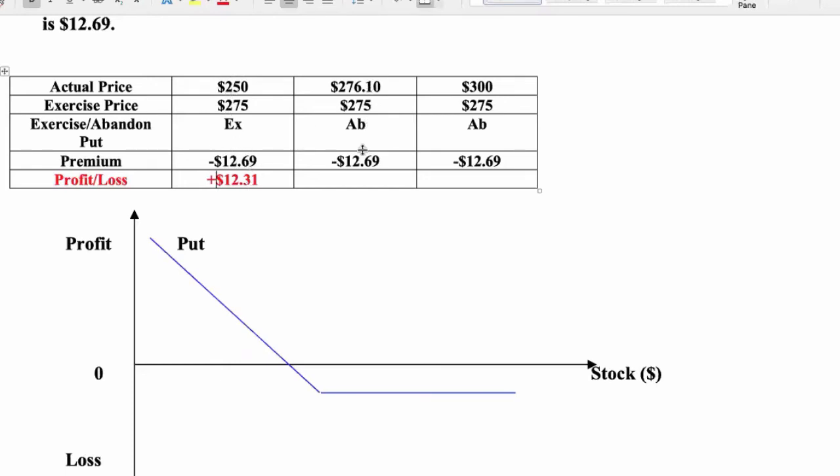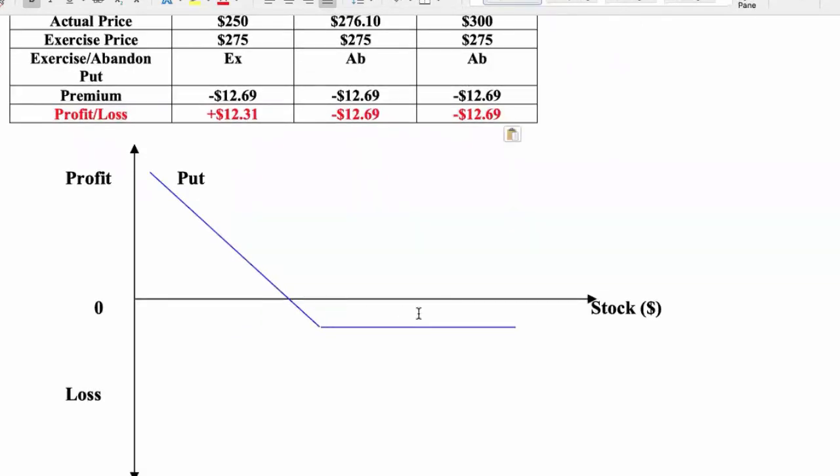What about here? We abandoned. So therefore, it's just going to be the 1269 because we abandoned. And likewise, because we abandoned, it's still 1269. If you have more numbers here that are higher than the $300, it's still going to be abandoning, and we're still going to have negative 1269. And if you have numbers down here that are lower, say $200, it's always the difference between that and the strike minus your premium.